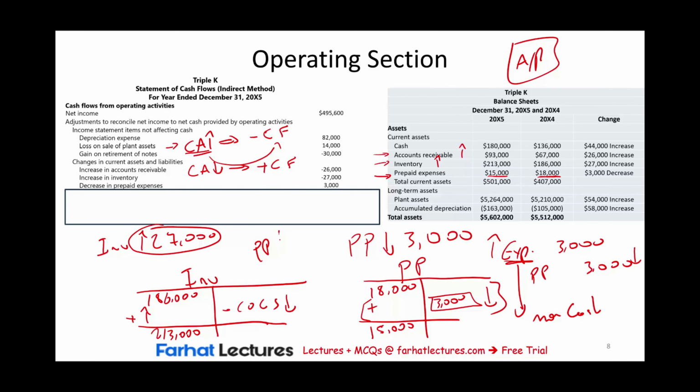Again, the rules are simple. Current asset goes down, you have more cash. Why? Because you are using your prepaid. You are not using your cash to record your expenses.